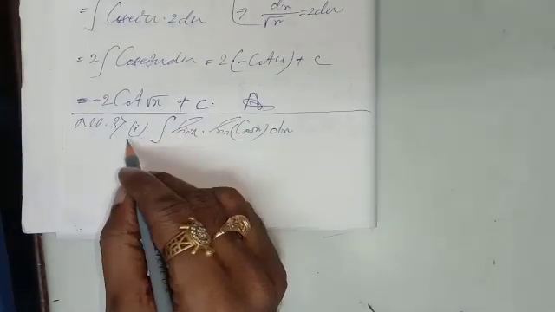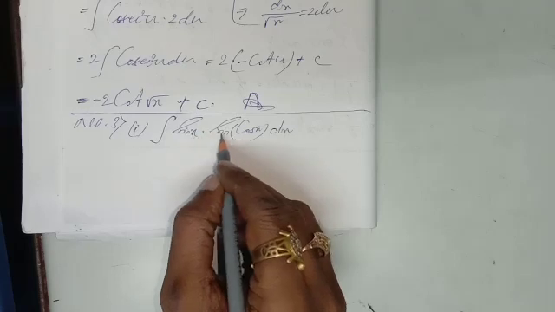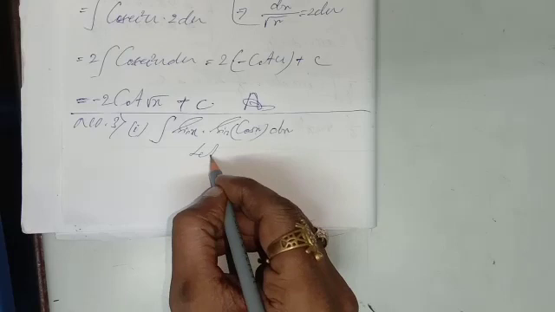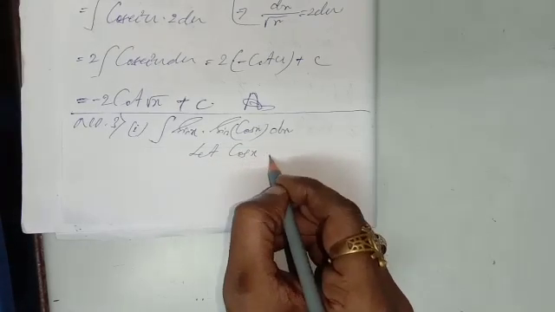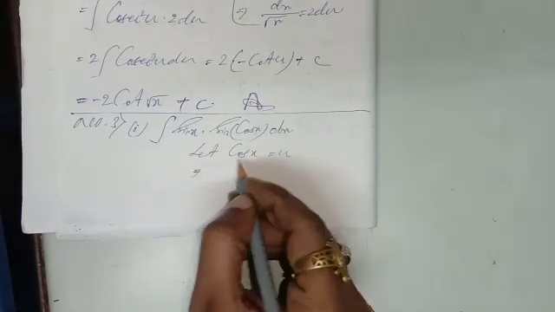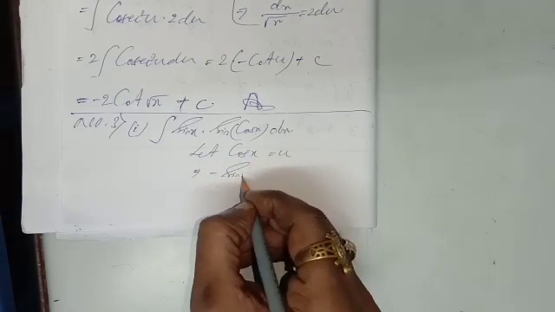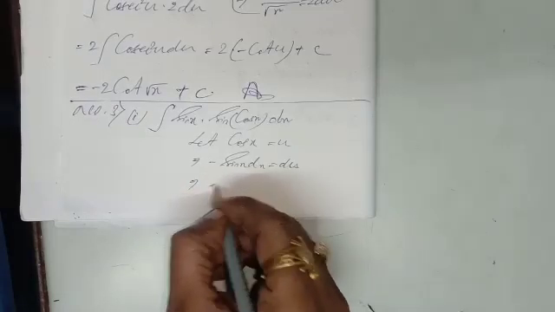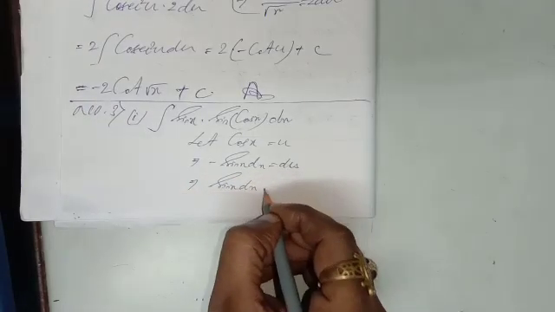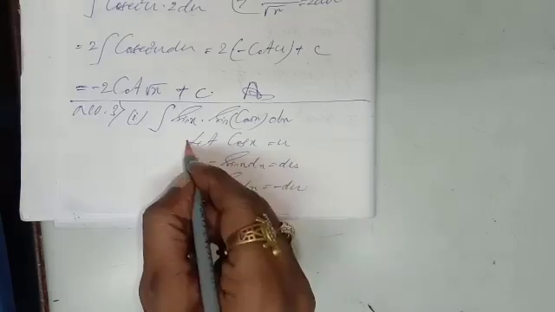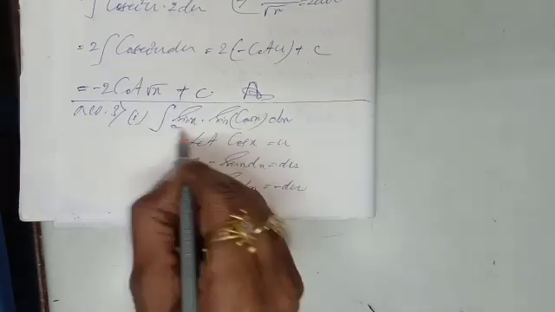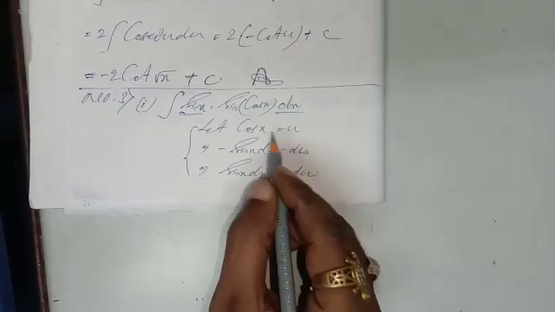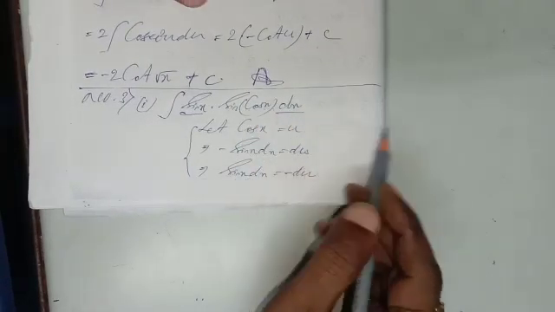Question number 3, first part. Given the integral of sin x into sin of cos x dx. Let cos x be u. So what is the derivative of cos x? That is minus sin x dx is equal to du. That means sin x dx is equal to minus du. Now convert this sin x dx to minus du, and this will be sin u times minus du.